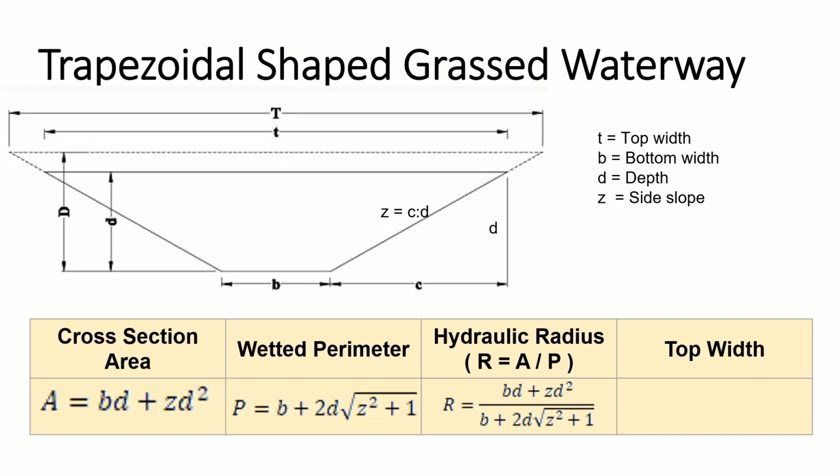Hydraulic radius is the ratio of area to perimeter. R is equal to A divided by P. So the equation is BD plus ZD square divided by B plus 2D root Z square plus 1, and top width is B plus 2DZ. So if these values are provided, you can calculate the area, perimeter, radius, and from this we can also estimate the velocity using the Manning's equation. Okay, so we'll discuss this after discussing some other shapes.